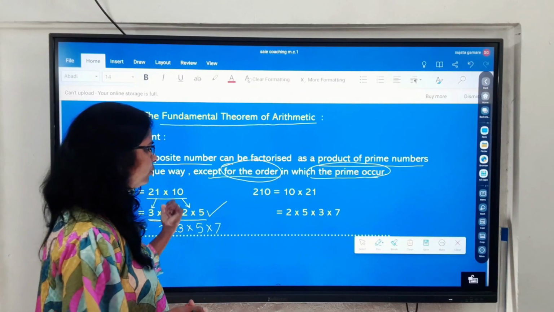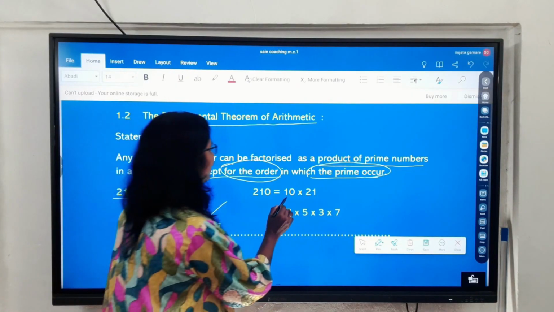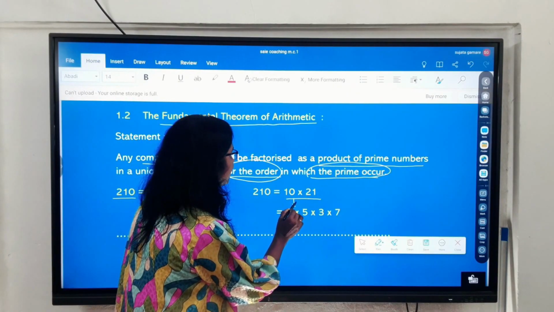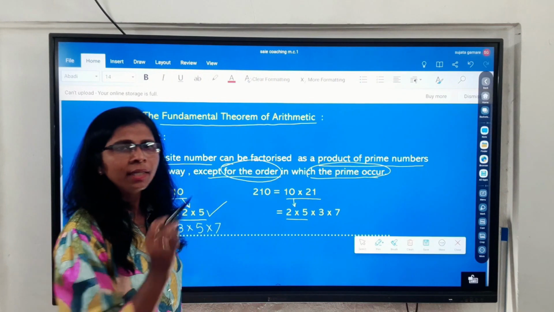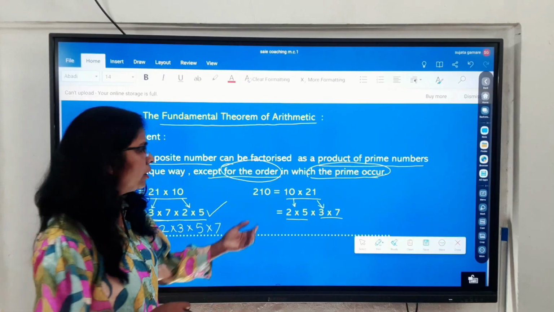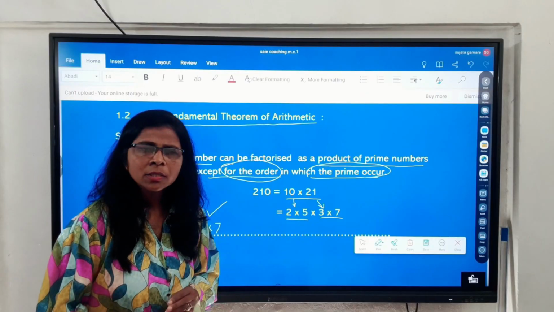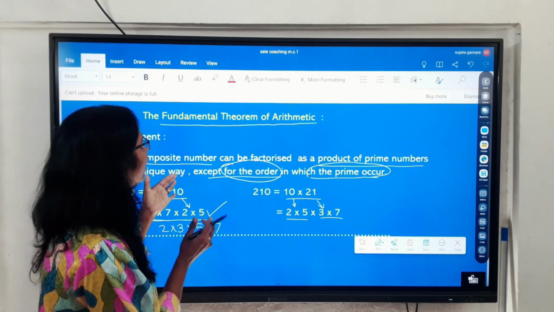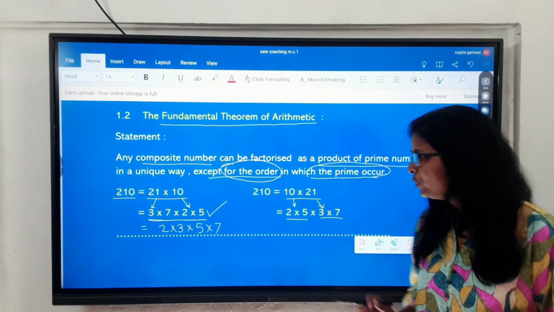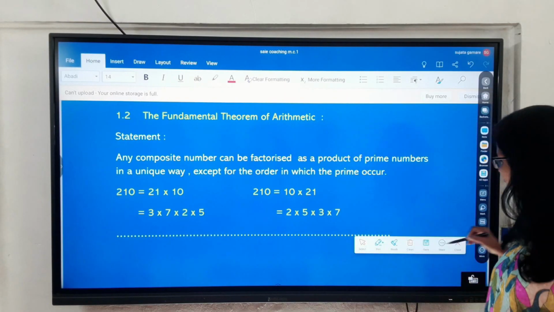Now suppose for 210 any other student does this process, that is 10 multiplied by 21. Okay, then factorize this 10, 2 fives are 10. And then factorize 21 as 3 multiplied by 7. Okay, it does not matter about the order of the primes that occur. This is what the fundamental theorem of arithmetic tells us. Okay, clear about this topic, the fundamental theorem of arithmetic.